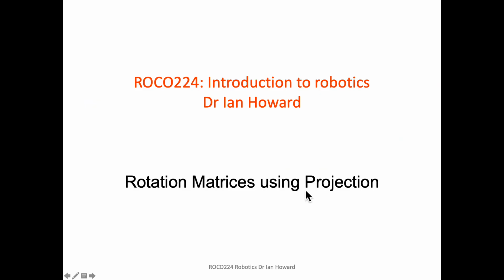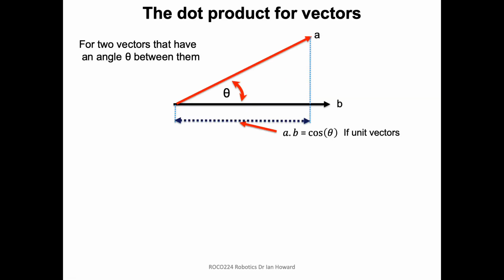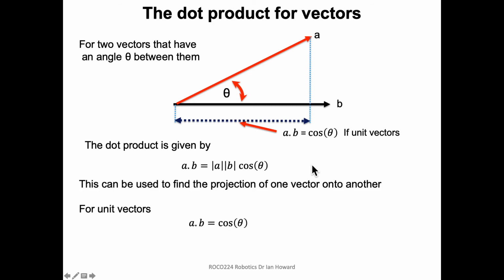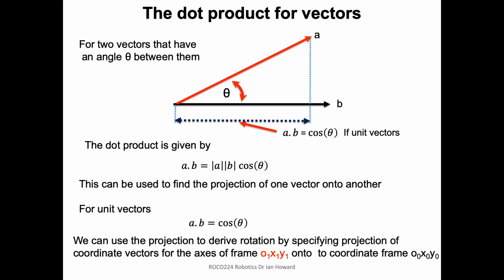We can think about using projections in order to understand rotation matrices. If we think in terms of dot products, we will remember that if we have two vectors, one vector A and one vector B, then A dot B, the scalar product, is given by cosine theta if they're unit vectors. Generally, A dot B is given by the magnitude of A times the magnitude of B times the cosine between them. But as I said, if these are unit vectors, then the projection of A onto B is just given by the cosine relation in this particular case.